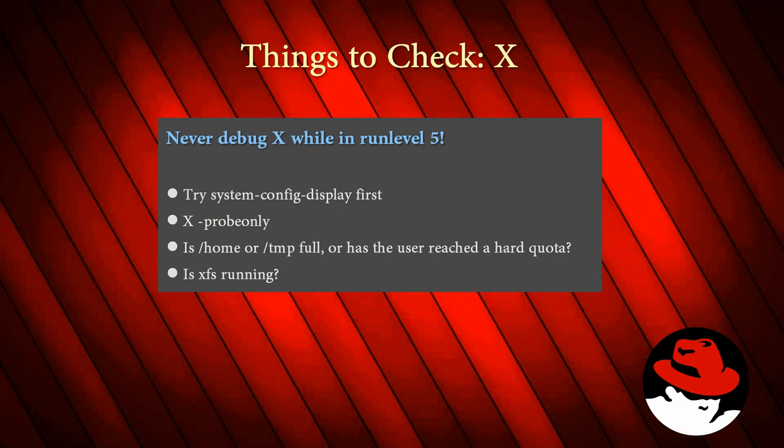The problem could occur in run level 5 generally. It could make logging in impossible in X or in a virtual console. You should reboot the system in run level 3. Sometimes viewing the output of the X command itself is revealing. It may show you what the errors are. The probe only switch will perform all the tasks necessary to set up an X server without actually starting it.